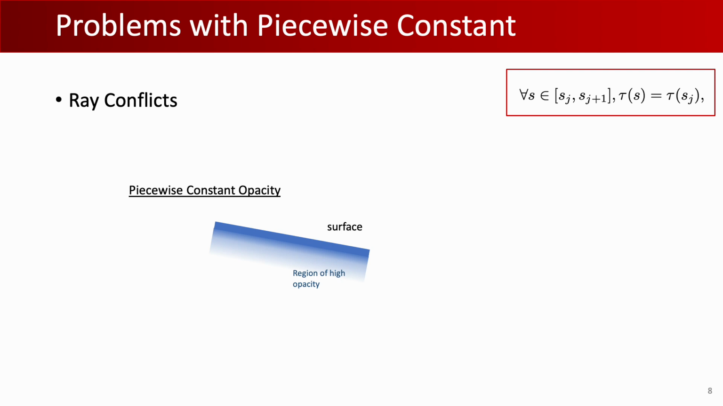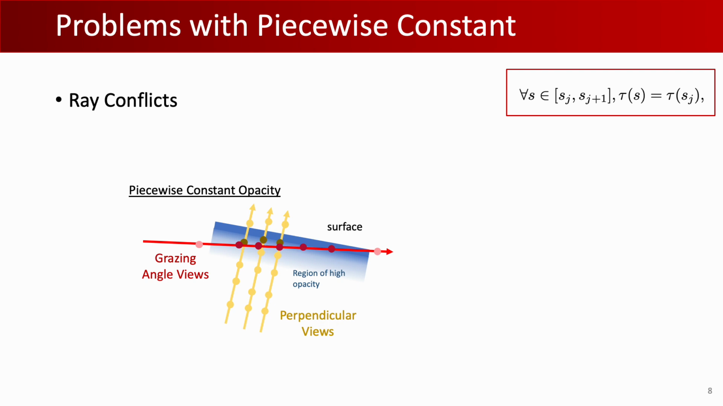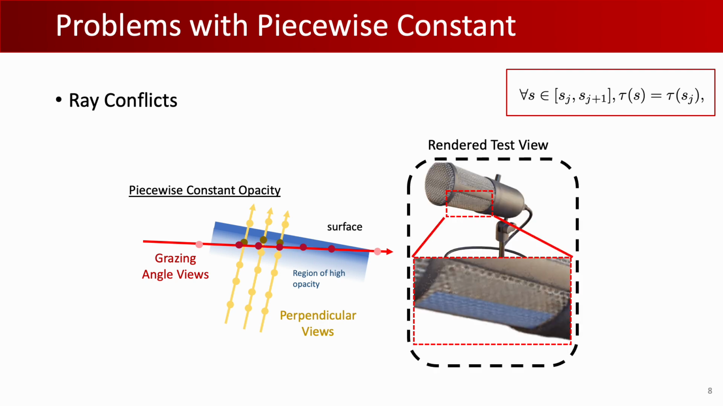Under the piecewise constant assumption, to render perpendicular rays, the model has to store optical properties at a region in front of the surface, as a sample takes the value of the left bin boundary. In the presence of a ray near the grazing angle, it will be crossing this region of high opacity, associating it with conflicting opacity and color signals, resulting in fuzzier surfaces and blurrier renderings.